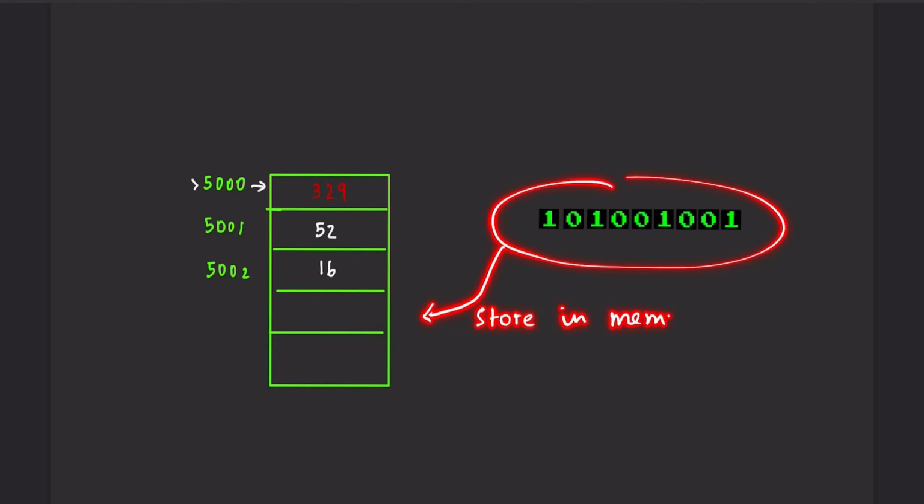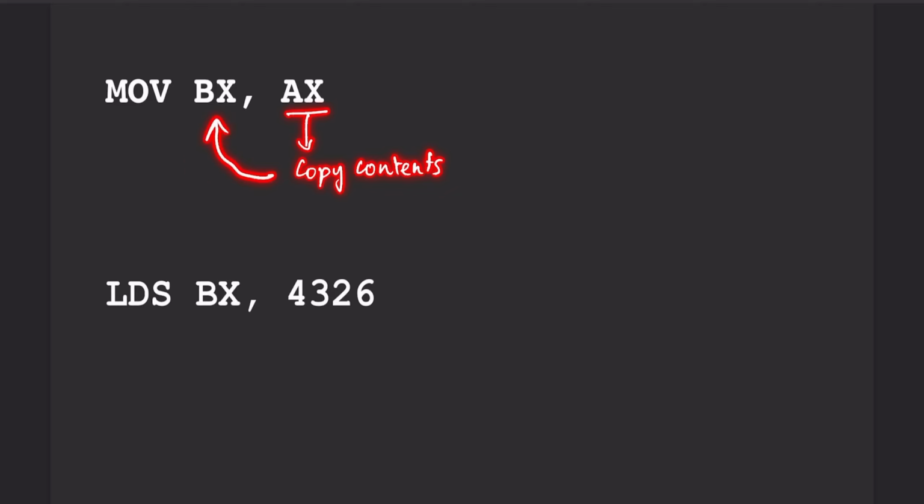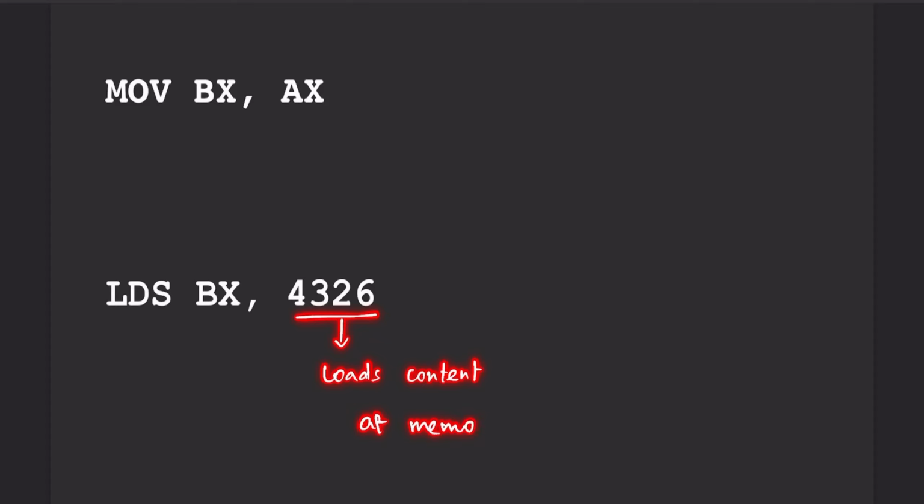An example of data transfer instruction would be MOV AX. This instruction copies value in AX register to BX register. Another example, LDS BX 4326. This loads content at memory address 4326 to the register BX.